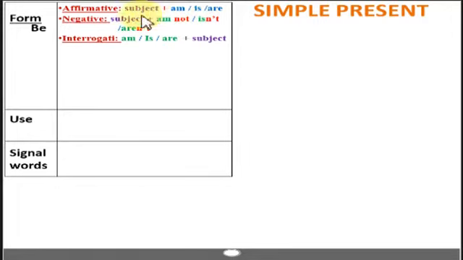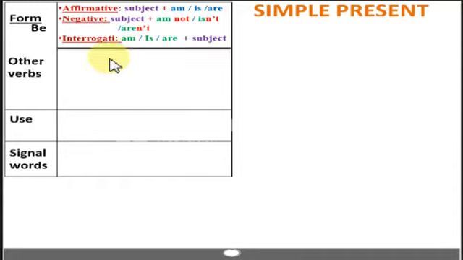So subjects plus am not or isn't or aren't, depending on the subject. In the interrogative form we start with the verb to be first, then we bring the subject: am I, is he, is she, is it, okay, are you, are they, and are we. Okay, so this is for the form of verb to be. Let's go to the other verbs.